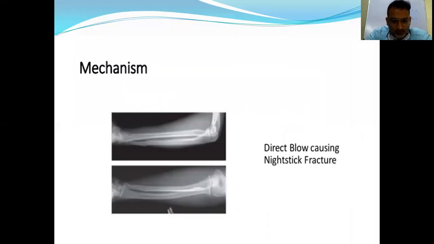There is a term called nightstick injury or nightstick fracture. This is caused due to direct injury. When someone tries to hit you with a strong object, you put your forearm in front of you, and then the forearm gets hit. Usually it is the ulna which is exposed outside, so the ulna gets hit first. So the nightstick fracture is a type of injury from a direct hit.